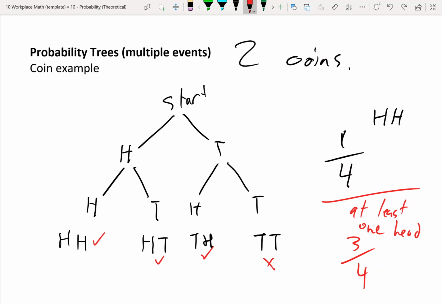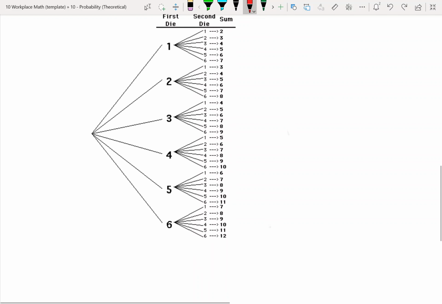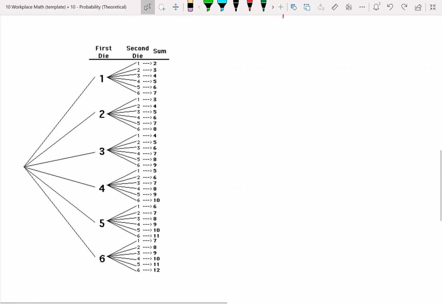Now, the coin example is pretty easy. This is the dice example, which you can see is a lot weirder. So we start from here. It's sideways. It's the same idea. We can roll a 1, 2, 3, 4, 5, or 6. Okay? And then after each dice roll, you could again roll 1, 2, 3, 4, 5, or 6. They've written here in the chart for you, which makes it a lot easier, the sum. Because a lot of time with dice, you want to know the sum.